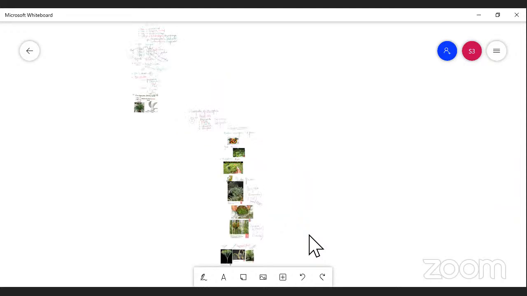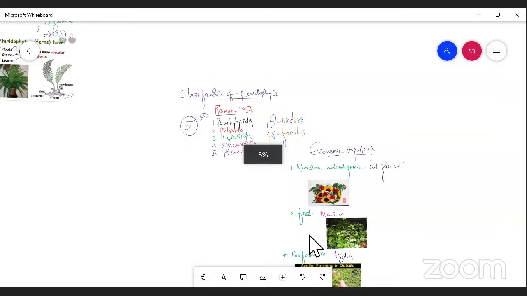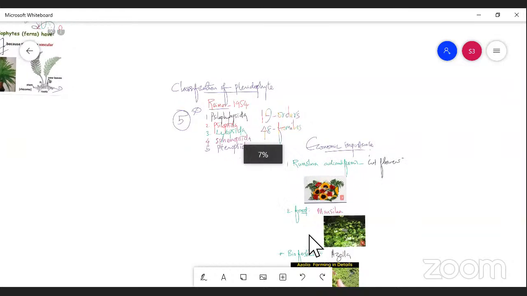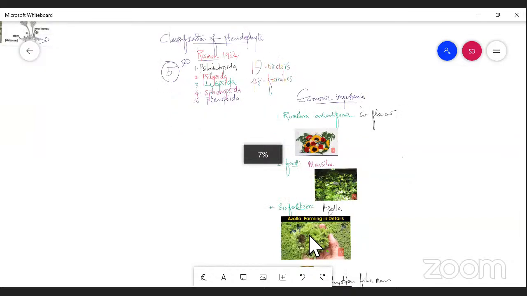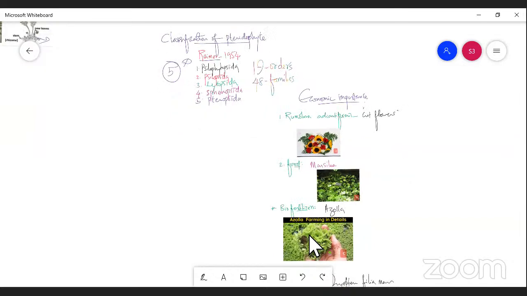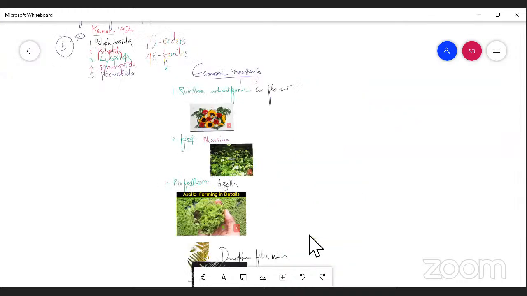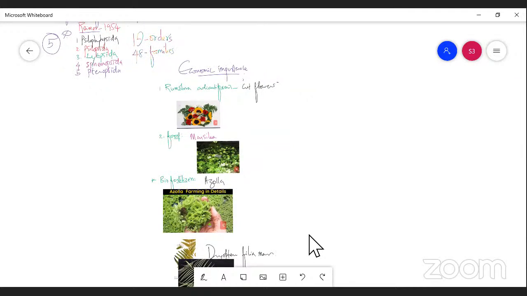The next is the classification of pteridophytes. Reimer classified pteridophytes into the following types: Psilopsida, Lycopsida, and so on, already we have discussed. And economic importance: Marsilea as food, Equisetum, biofertilizer Azolla, etc. Right? So thank you for joining, my dear students.